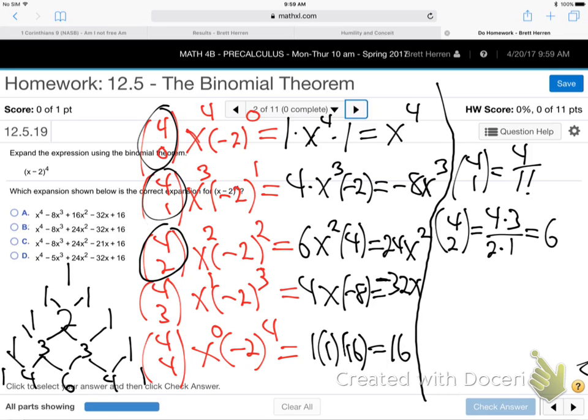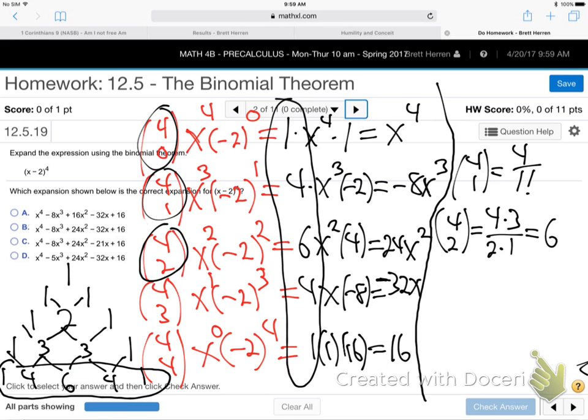Do you see that? Now, what's so special about it? You keep going and going and going. What's so special about those numbers? Well, 1, 4, 6, 4, 1.